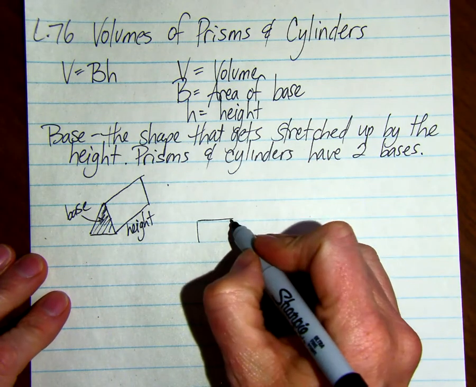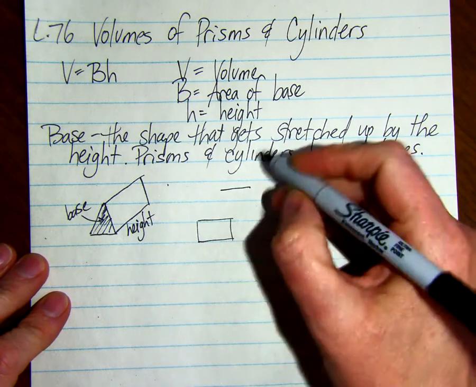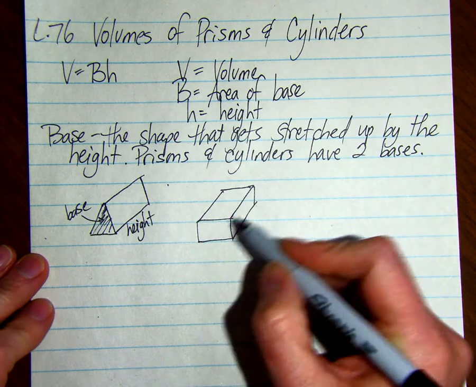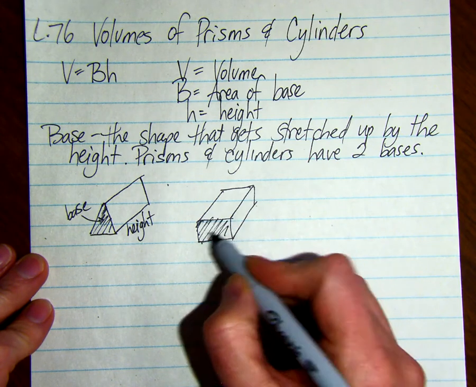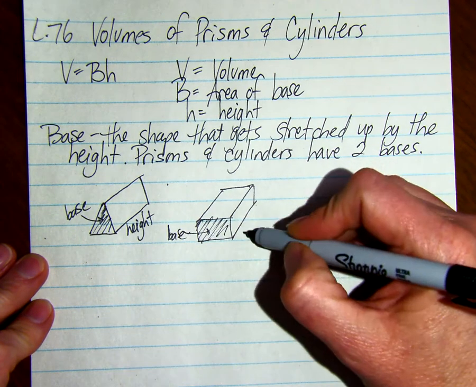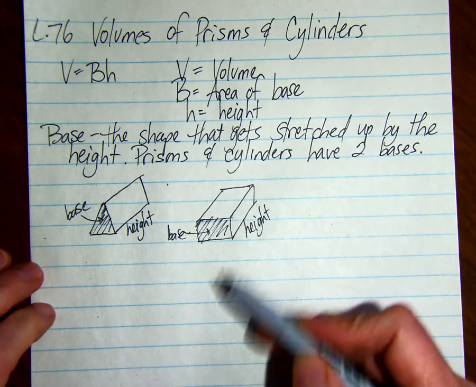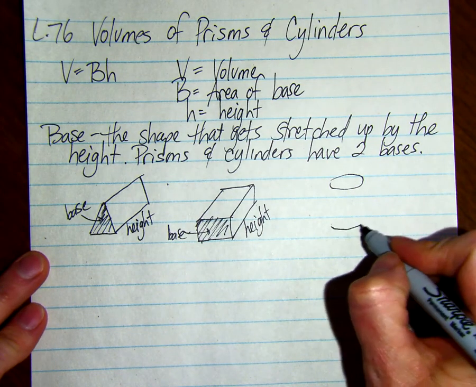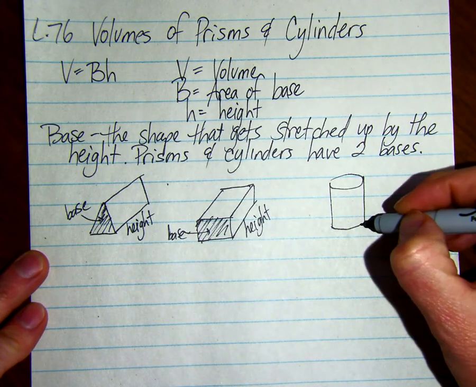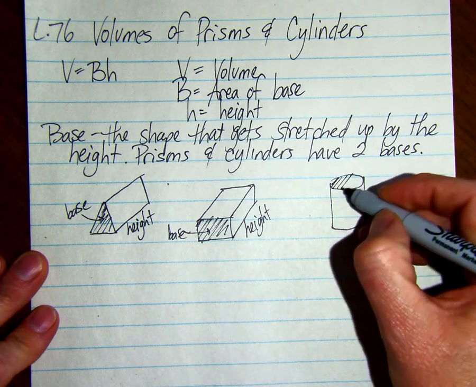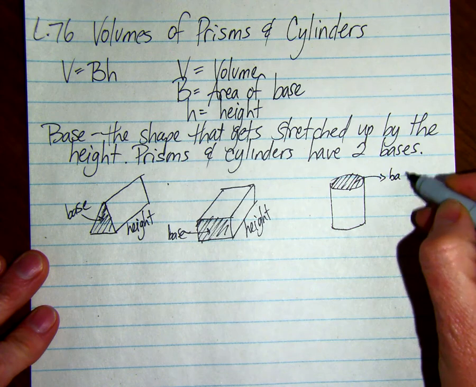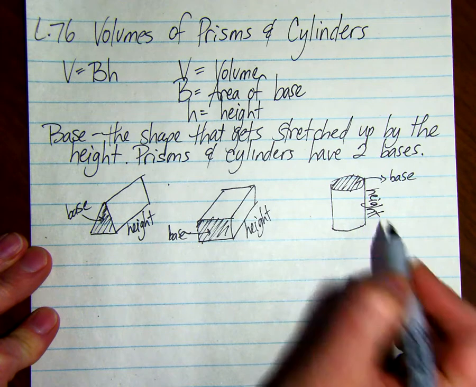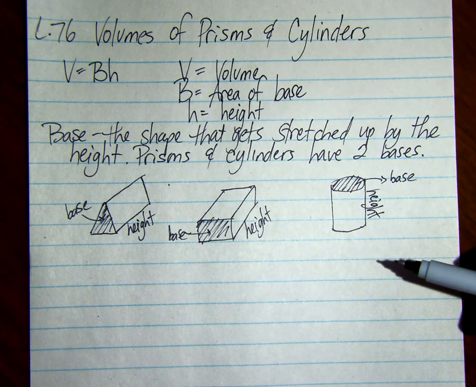For a rectangular prism, this is the base, and the height is how tall it would be if you placed it right on the base. Now if we have a cylinder, the base would be one of either the top or the bottom, just one of them. And then the height is the distance between the two bases.